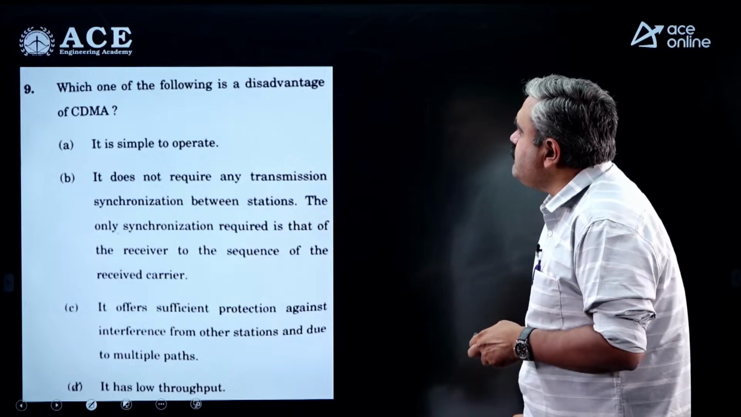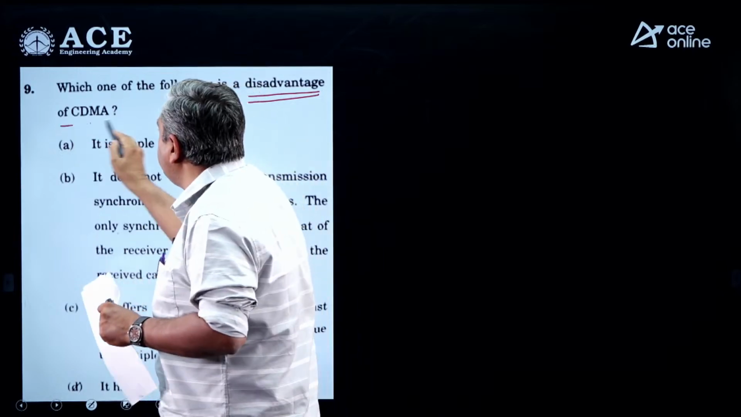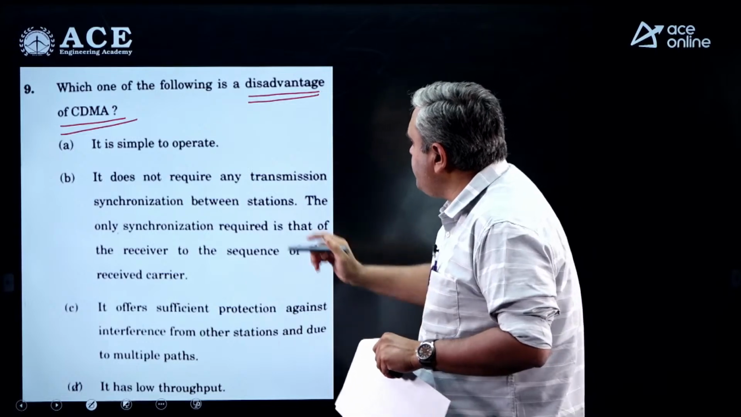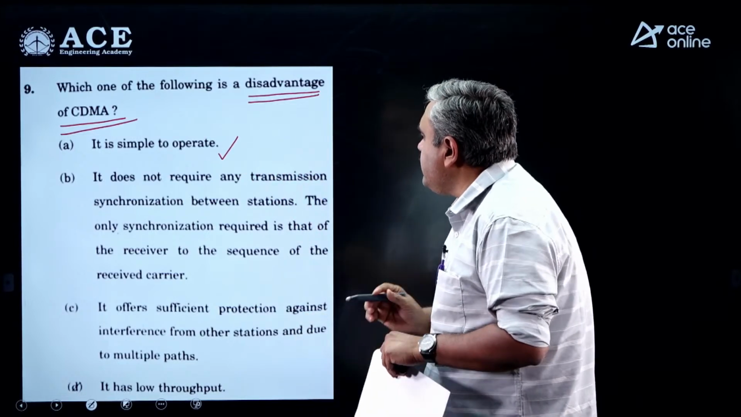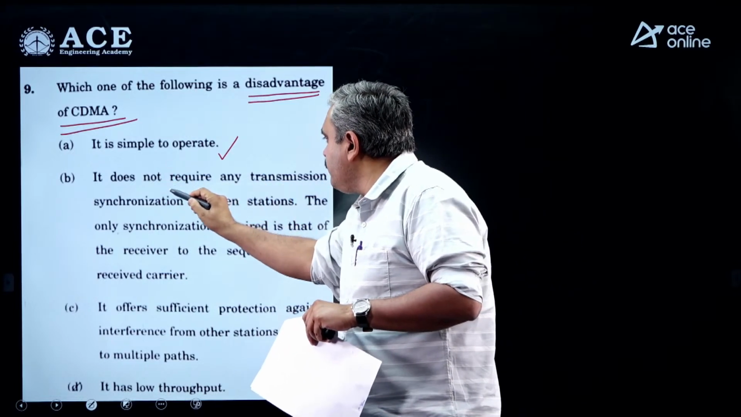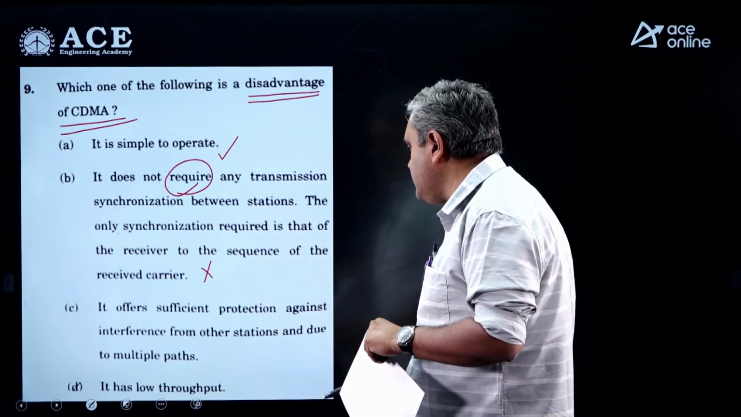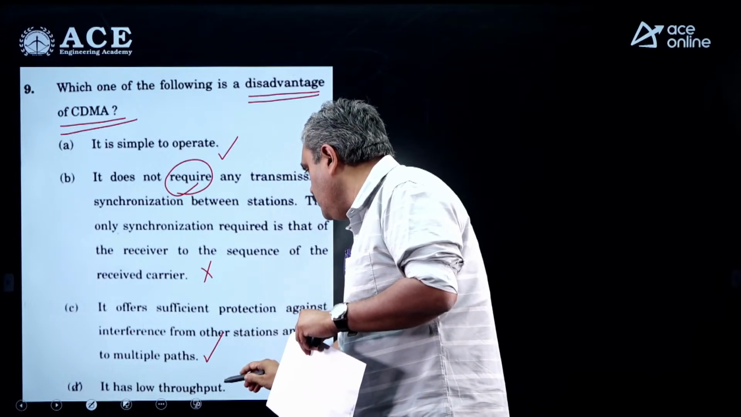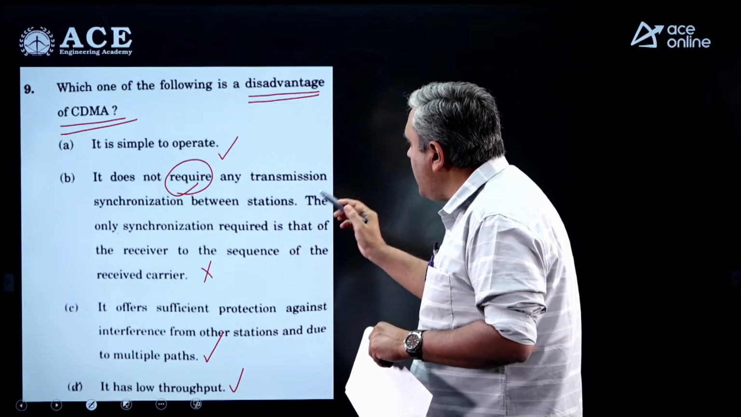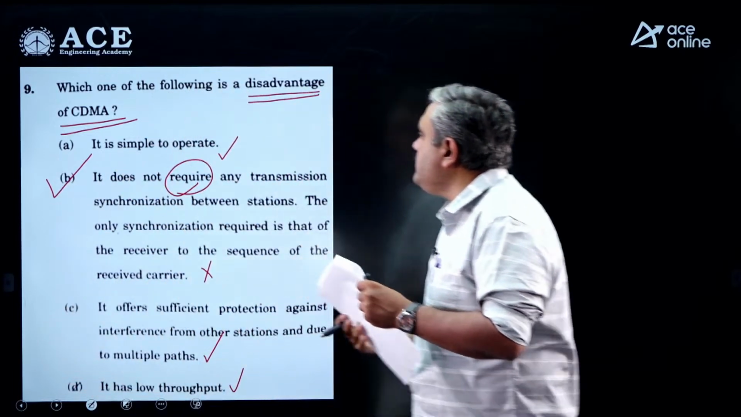Next, which of the following is a disadvantage of CDMA? Be careful. He is asking what is the disadvantage of code division multiple access. So here it is simple to operate, that is fine. It does not require any transmission synchronization between stations. No, it requires it. So this option is wrong. It offers sufficient protection against interference from other stations. That is true. It has low throughput. So which of the following statements is a disadvantage of CDMA? Actually it becomes option B. So you have to go with B. Okay.